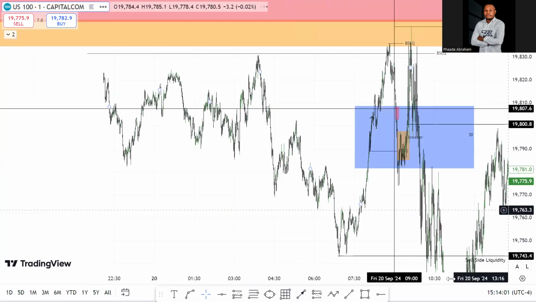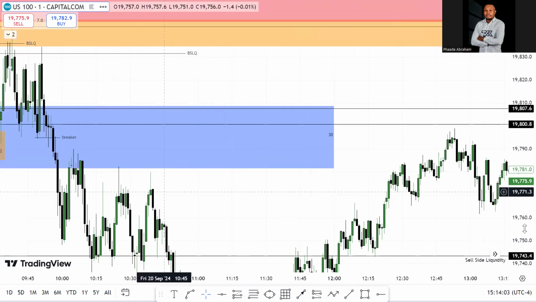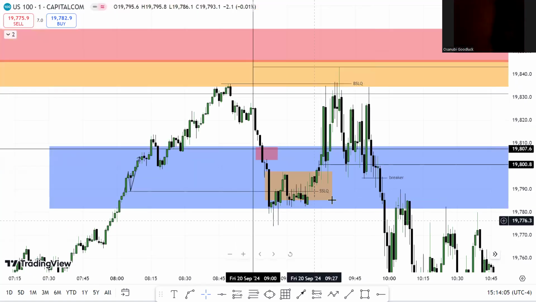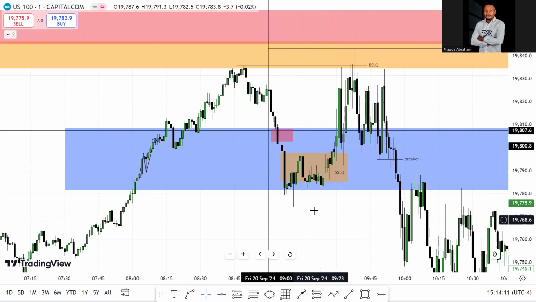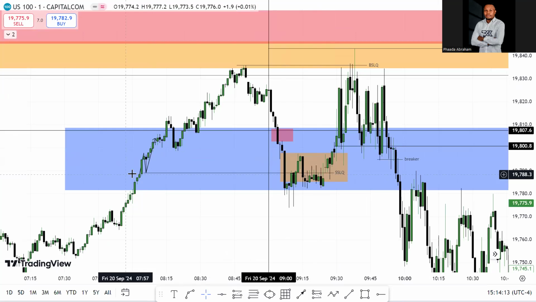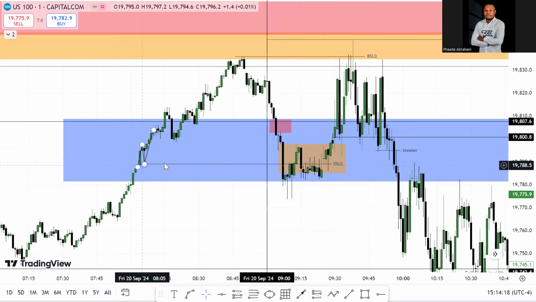Hold on, let me show you. So once you see that price has taken a sell side liquidity, entering a sell now is very risky because just after price takes a sell side liquidity, there's always a potential reversal. So you see here, just after it took out this sell side liquidity, it created a bearish fair value gap. Right? It created a bearish fair value gap.